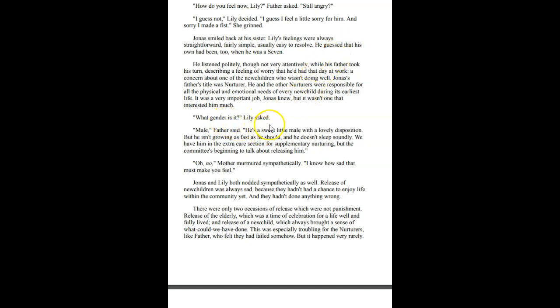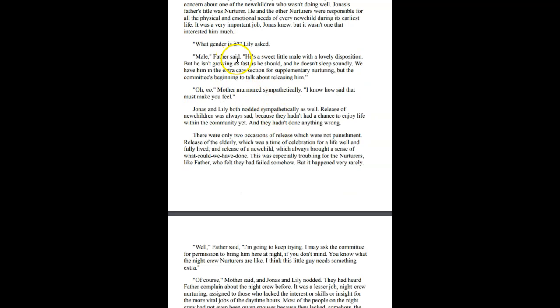"What gender is it?" Lily asked. "Male," Father said. "He's a sweet little male with a lovely disposition, but he isn't growing as fast as he should, and he doesn't sleep soundly. We have him in the extra care section for supplementary nurturing, but the committee's beginning to talk about releasing him."